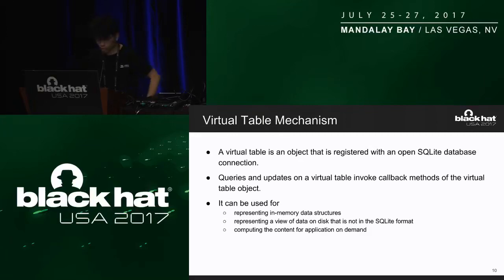A virtual table is an object that is registered with any open SQLite database connection. There are callback methods for the virtual table. They are invoked on the object when you operate on the virtual table. This mechanism can be used for representing in-memory data structures, or they provide a view of data that is not in SQLite format. For example, they provide a view of JSON or C arrays. And they are more dynamic. They can be used for computing the content of the application on demand.